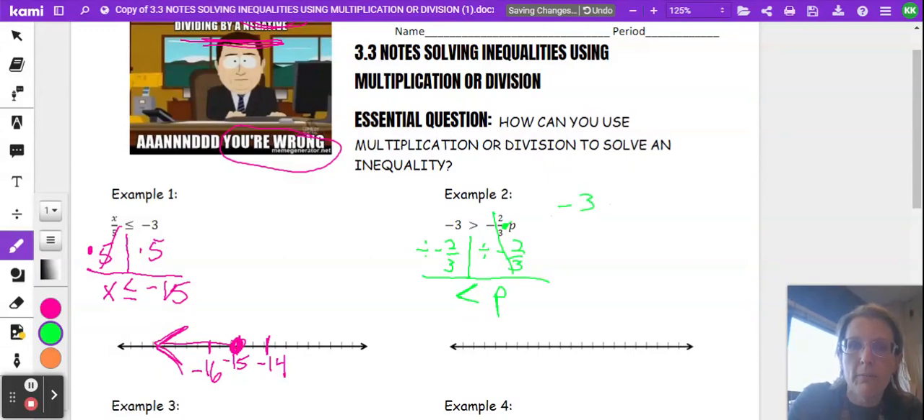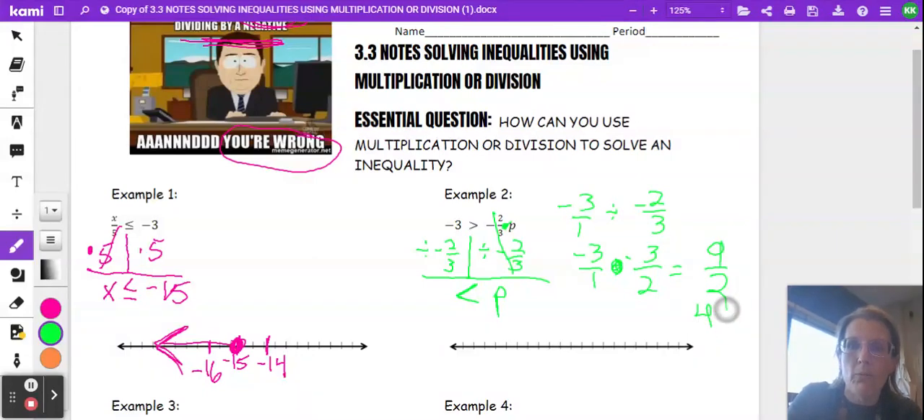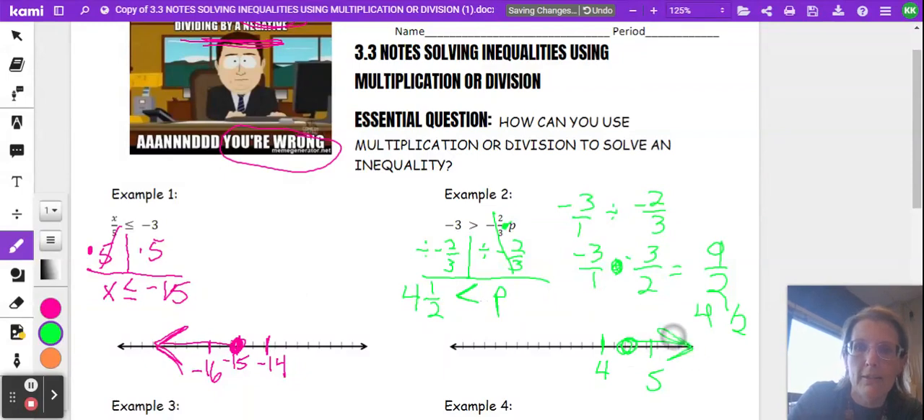I don't have my calculator open, so I'm just going to do it regular. So negative 3 divided by negative 2/3. Remember, put a 1 under that whole number. Copy, change, flip it. Negative 3 over 1 multiplied by 3 over negative 2, and we get 9/2, which is the same thing as 4 1/2. So we get that p is greater than 4 1/2. So when we graph it, we need the 4, we need the 5, 4 1/2 is in the middle, an open circle, and p is bigger, so p is going to go to the left.